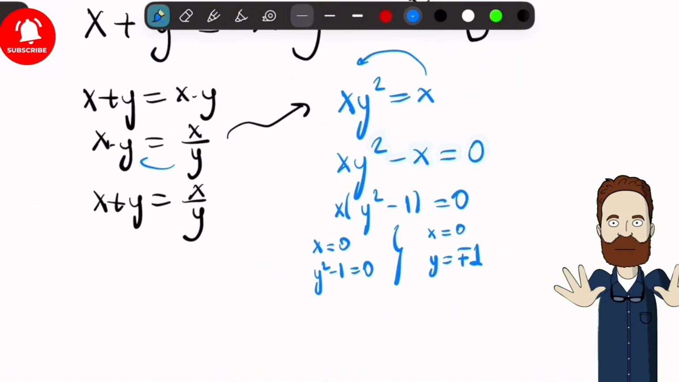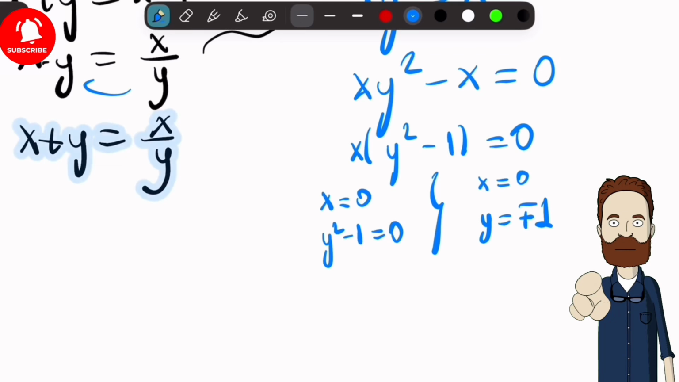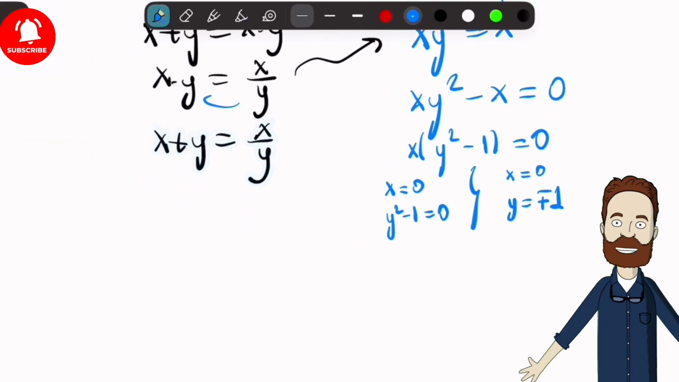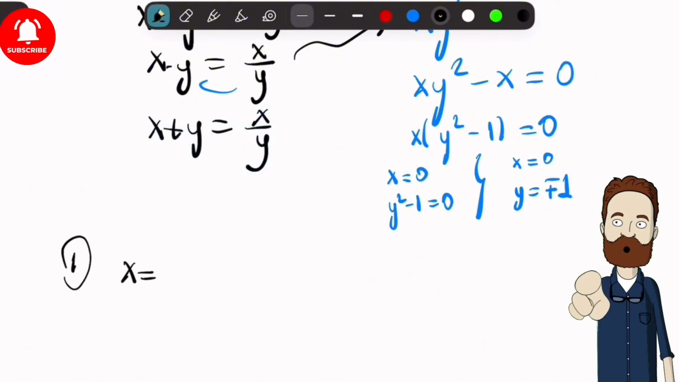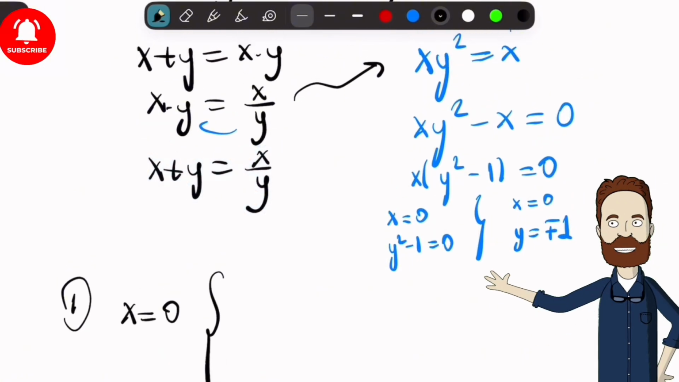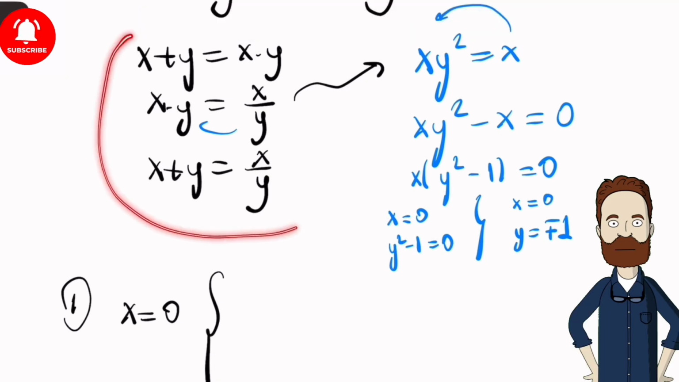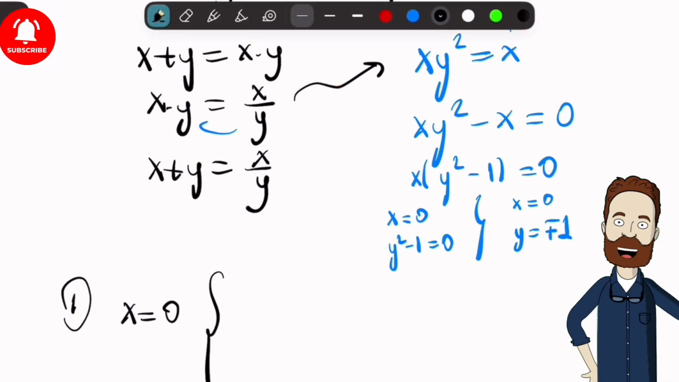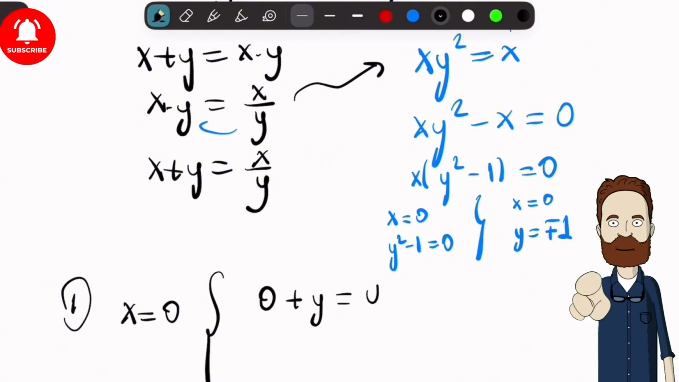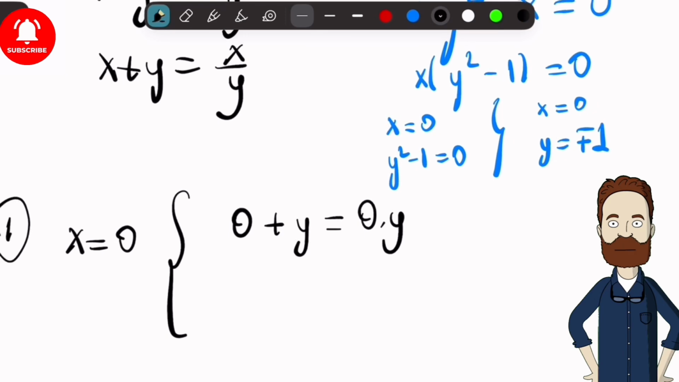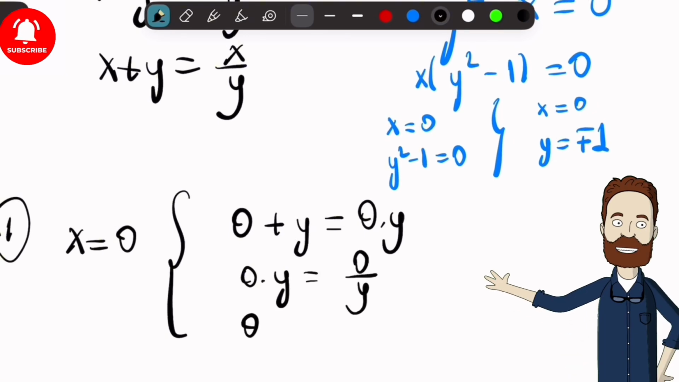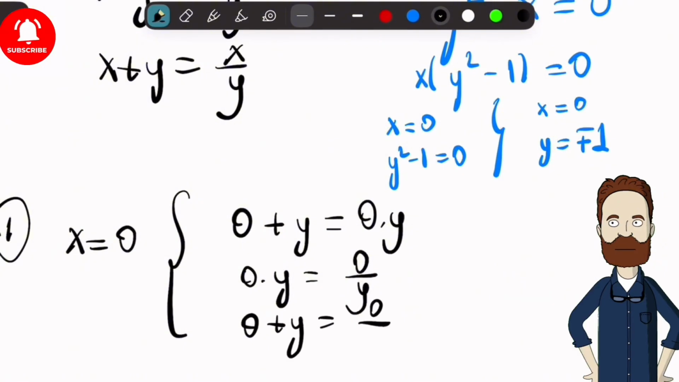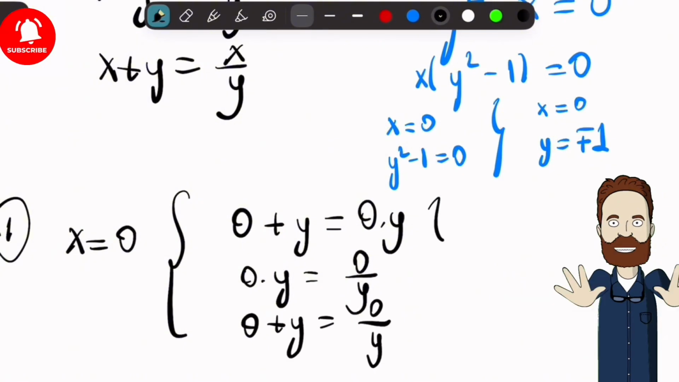Now, after finding these, what can I do? I think I will come across three situations. Let's start with the first situation, where x is 0. If I write 0 where I see x, 0 plus y is equal to 0 times y, then 0 times y is equal to 0 divided by y, and then x plus y is equal to 0 over y.